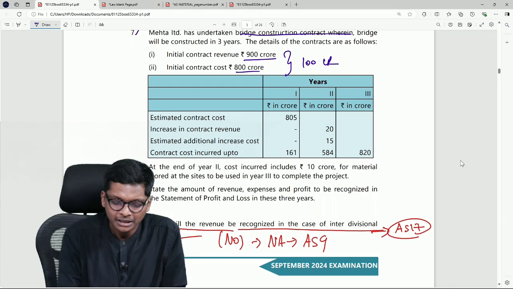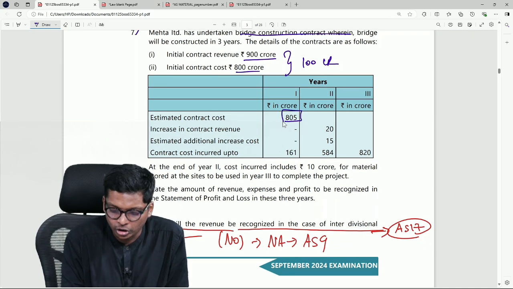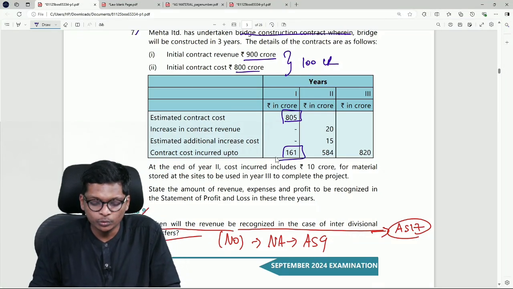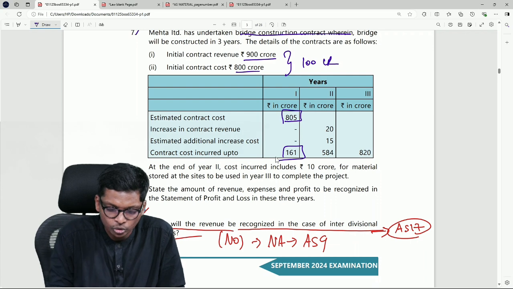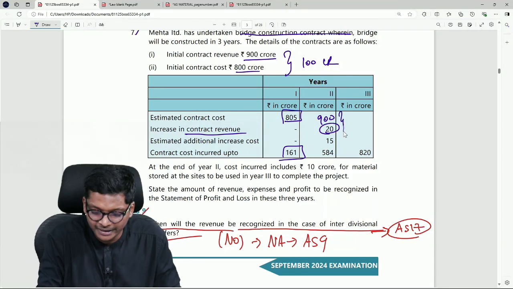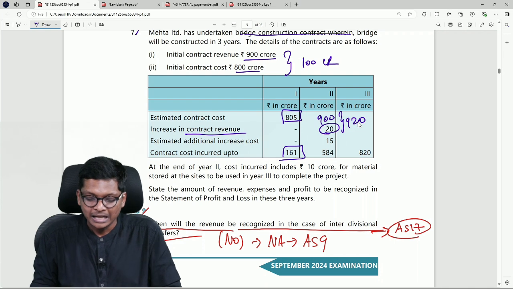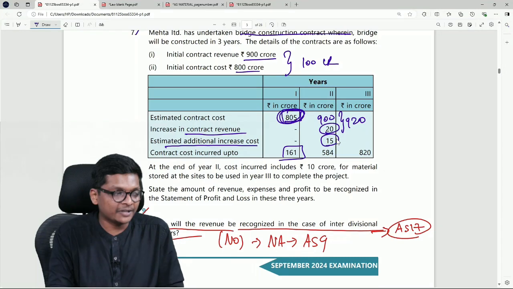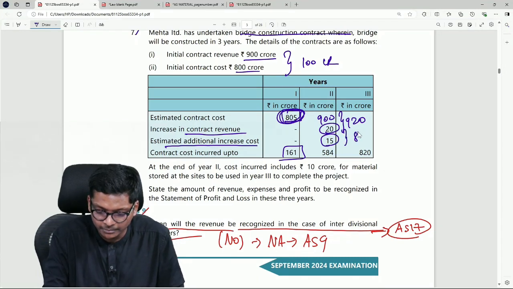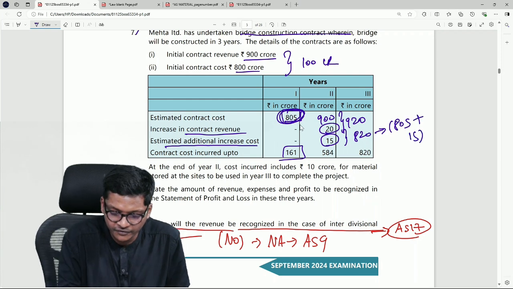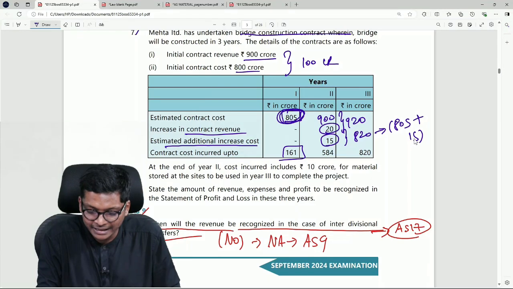How will I do it? In year 1, estimated contract cost is 805, cost incurred up to that date is 161. Similarly, in year 2, there is an increase in contract revenue by 20. That means already 900 was revenue, now increased by 20. It is going to become 920 in year 2. And first year I thought cost is 805. Second year cost also is increasing by 15. So second year cost will become 820. How, sir, 820? 805 first year's cost plus 15 of second year's cost, 820.